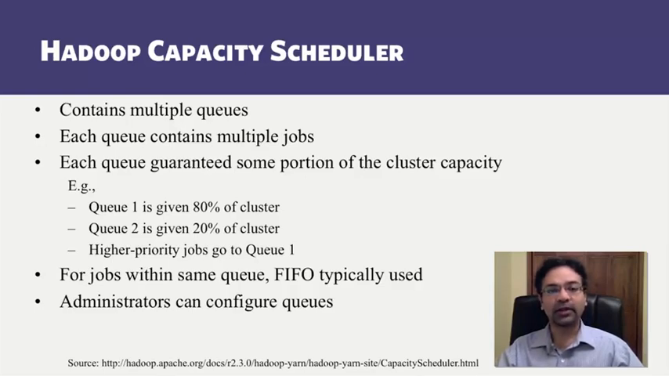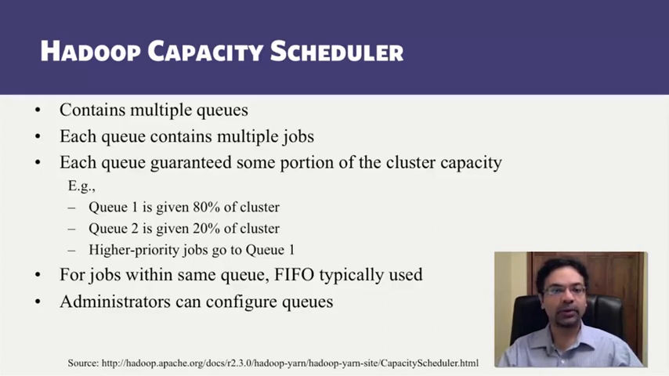For jobs that are within the same queue, typically first in first out scheduling or first come first served scheduling, FIFO or FCFS, is used. This is again something that you have seen in the single processor scheduling approach. But essentially what happens here is that a job that arrived earlier would be given resources first. So whatever resources it needs for its tasks, it's given first. And then when that job is done, the next job in the queue is taken and given resources.